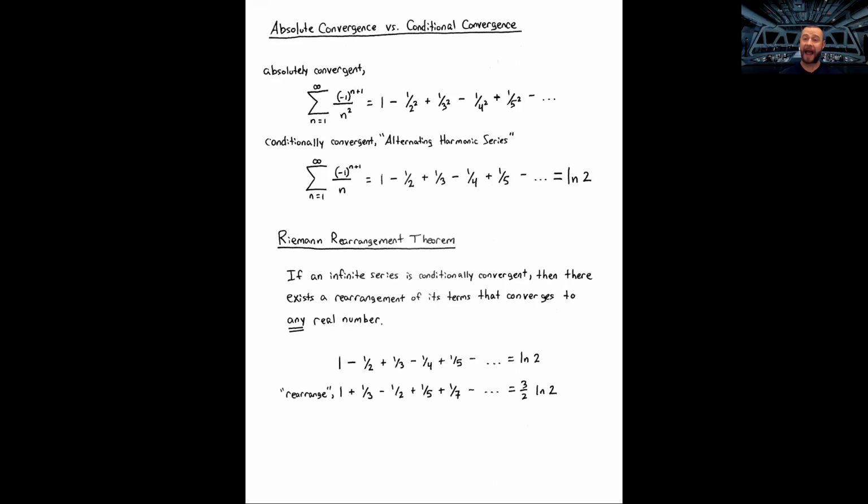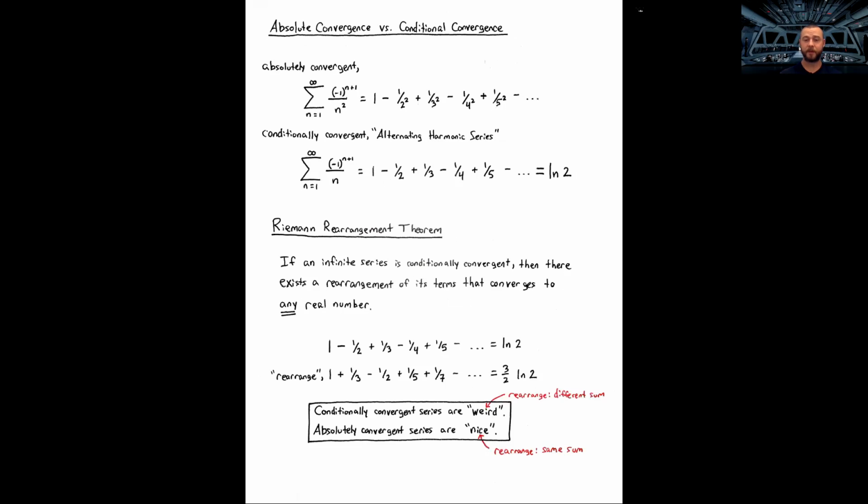What that means for our conditionally convergent series, the alternating harmonic series, in the basic version, 1 minus a half plus a third, and so on, the terms sum to natural log of 2. If you rearrange it, you get a different sum. Highly counterintuitive, which is what makes conditionally convergent series a bit weird, whereas absolutely convergent series are nice. If a series converges absolutely, the rearrangement gives the same sum.